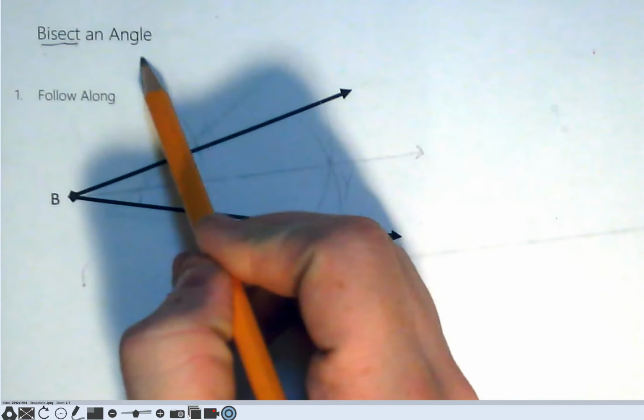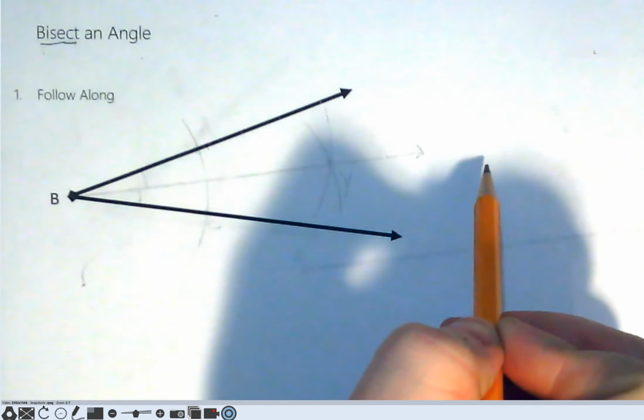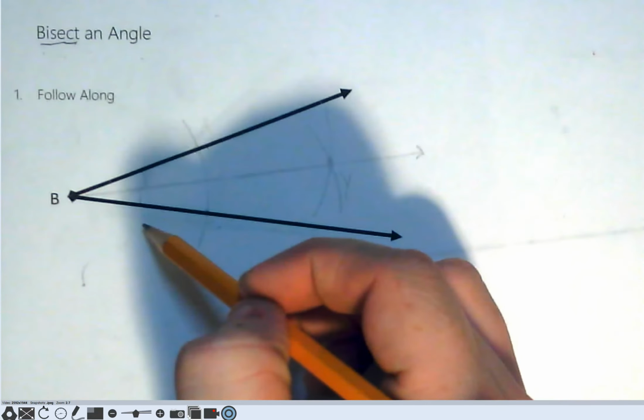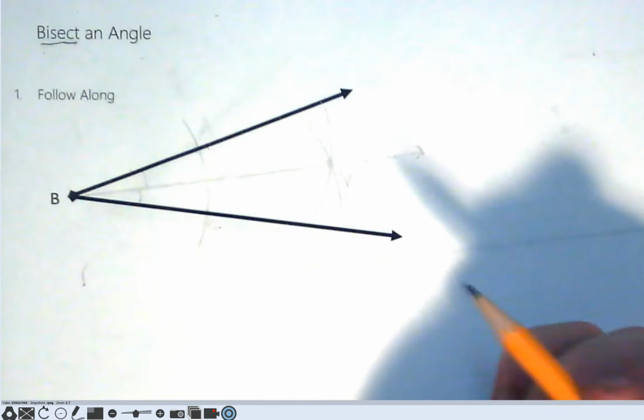In this video, we're going to learn how to bisect an angle. To bisect an angle means we're going to cut this angle in half with a line. So let's say this angle was 30 degrees. What we would do is cut this angle into two 15-degree angles.